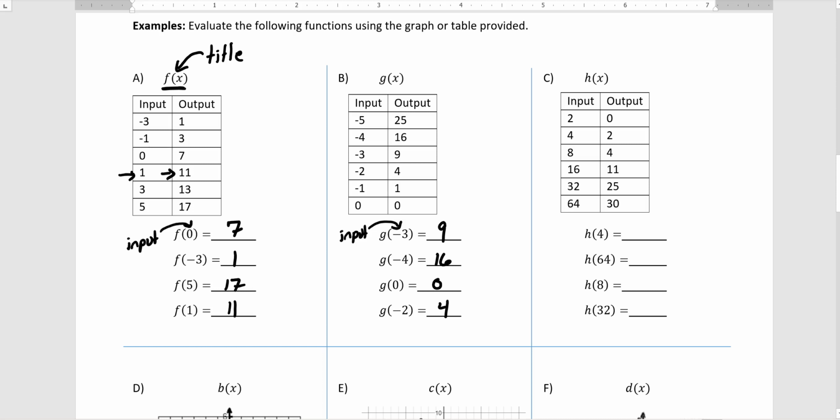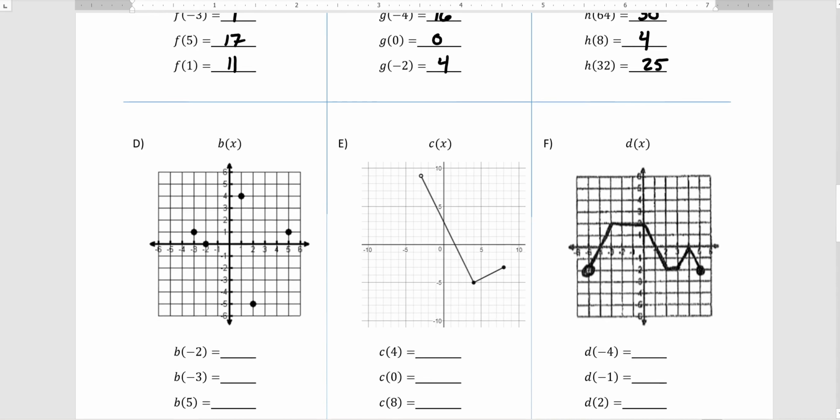All right, let's see how we did. H of x here, when my input is 4, my output is 2. When my input is 64, my output is 30. When my input is 8, my output is 4. When my input is 32, my output is 25. Fantastic. All right. Let me know if you have any questions about using a table. Let's move on to looking at graphs.